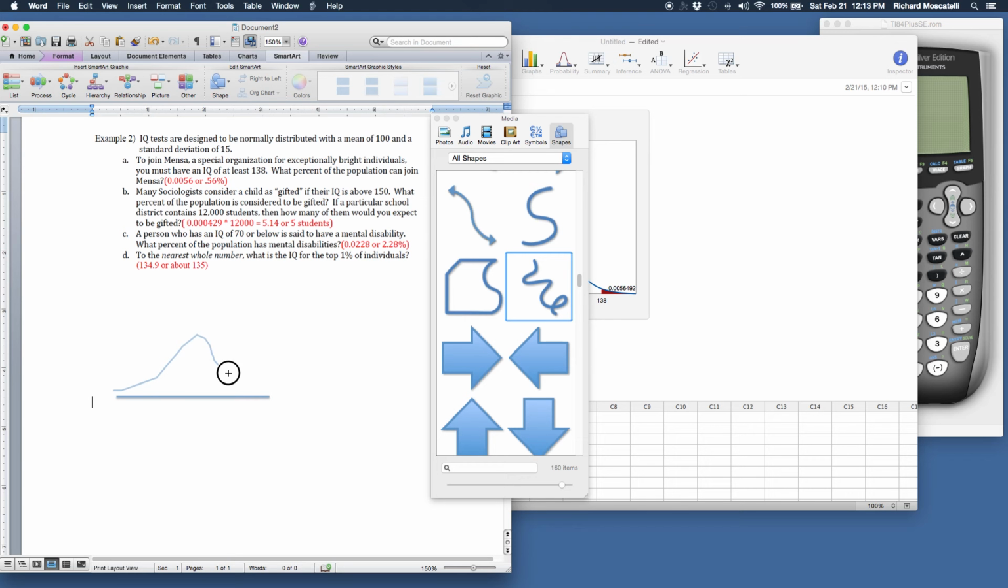This thing's going to be a little choppy. I'm drawing it in Word. Not the greatest program to do this in, but we're just getting it for a visual right now. So there's your bell curve, and if 100's in the middle, 138's got to be off to the side somewhere. So I'll scribble this in, and you got to envision this thing being shaded in.